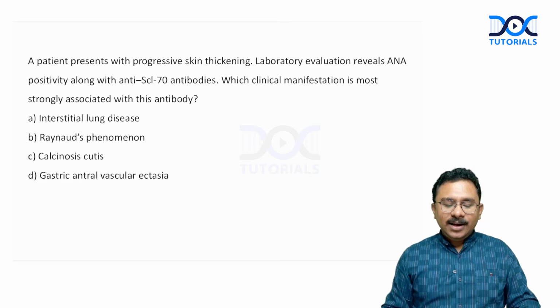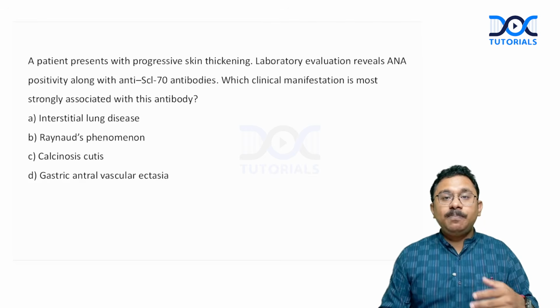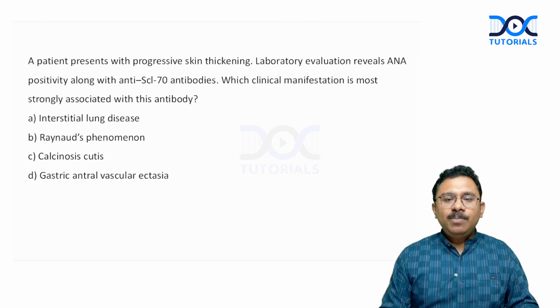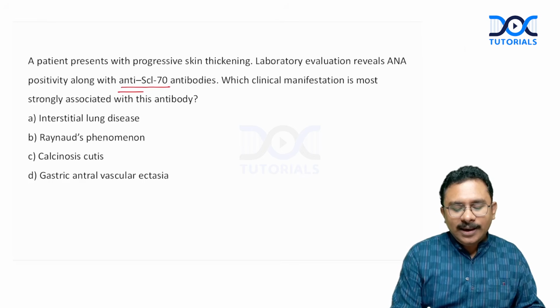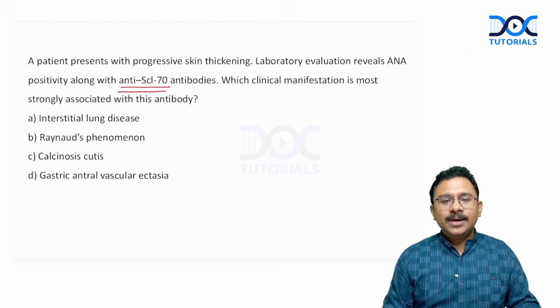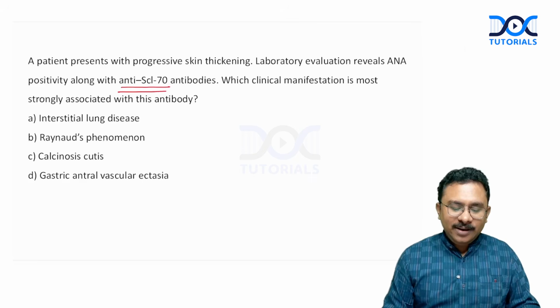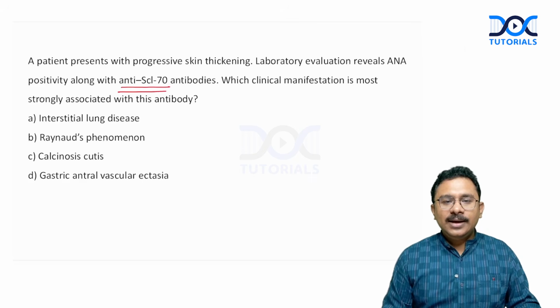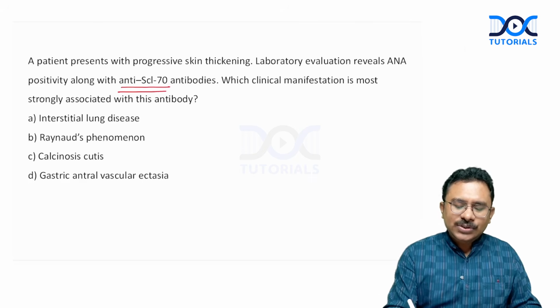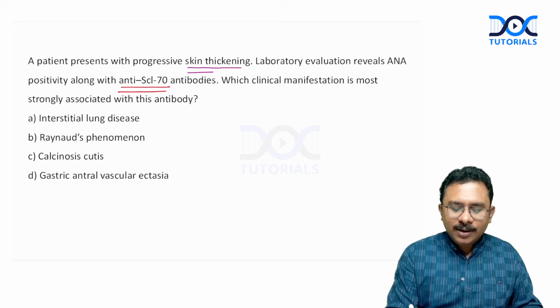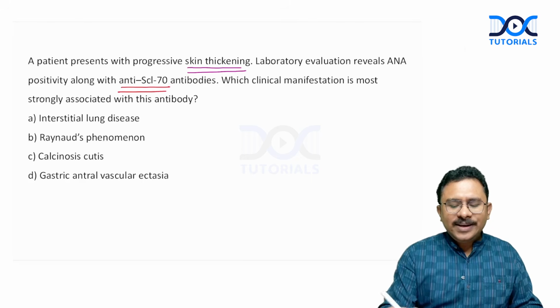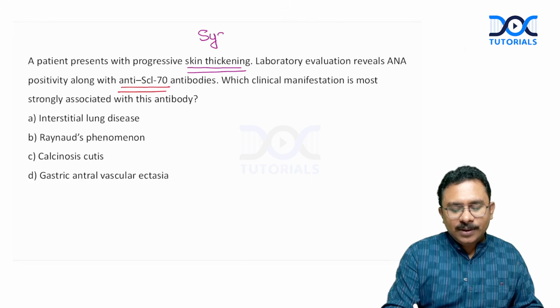Coming to the next question, again from rheumatology. A patient presents with progressive skin thickening. Lab evaluation reveals an ANA positivity along with anti-Scl-70. And anti-Scl-70 is nothing but the anti-topoisomerase 1 antibodies. The question is, which of the following clinical manifestations is most strongly associated with this antibody? Okay. So what is the clinical diagnosis here? Skin thickening, ANA positivity. It is definitely going to be systemic sclerosis.